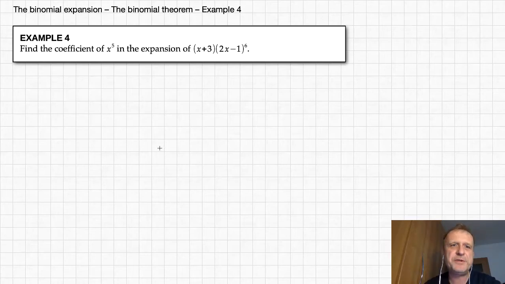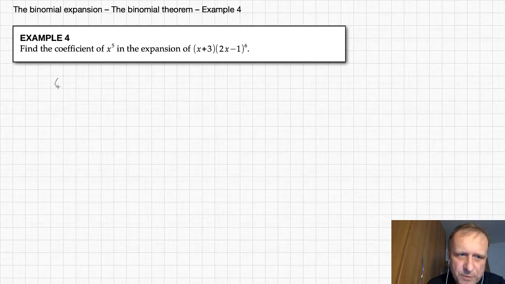The binomial expansion, the binomial theorem, example 4. Find the coefficient of x to the power of 5 in the expansion of this complicated expression. So you see, this is a product of two brackets. One of them is actually raised to the power of 6, so perhaps we will be able to employ the binomial expansion for the second bracket and leave the first one without any change.